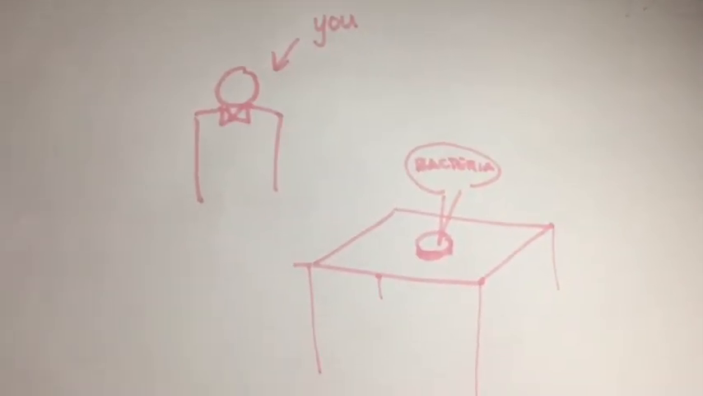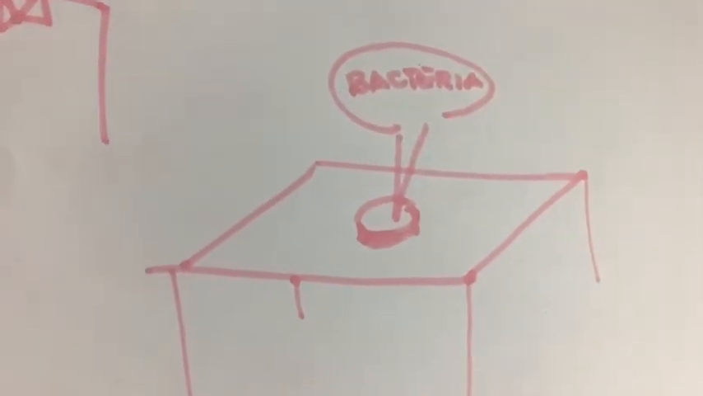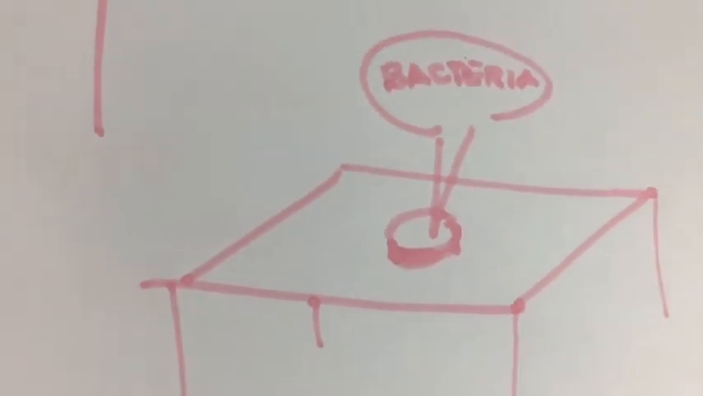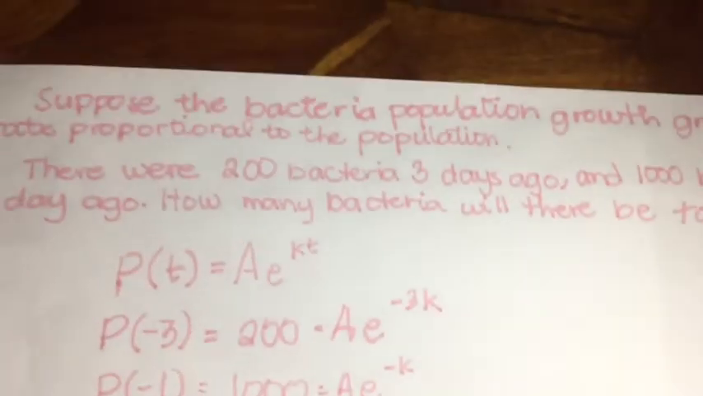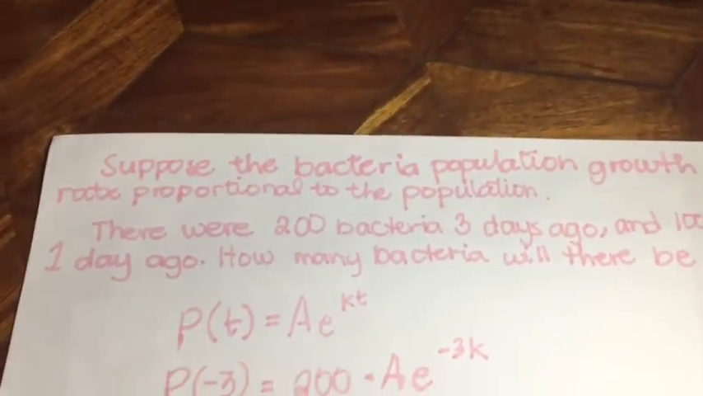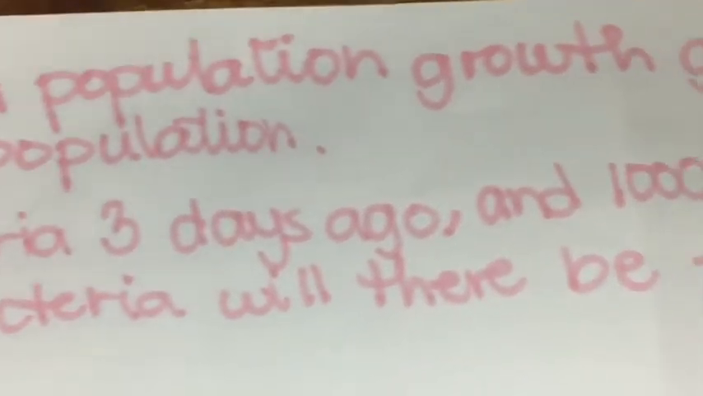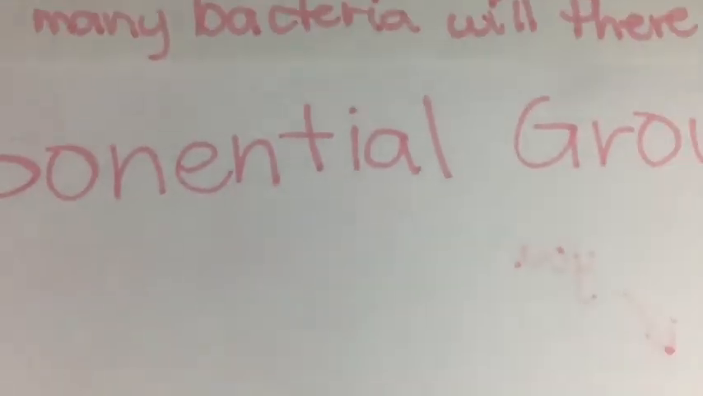So yeah, suppose that you are this person, that little guy over there, and you're a student studying a species of bacteria. That's your bacteria species. And you're now encountering this problem: suppose the bacteria population grows at a rate proportional to the population. There were 200 bacteria 3 days ago and 1,000 bacteria 1 day ago. How many bacteria will there be tomorrow? To answer this, you're going to follow the exponential growth.